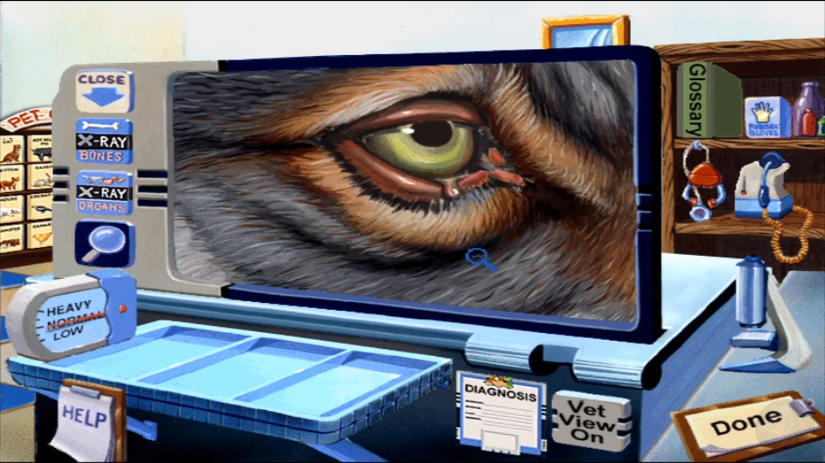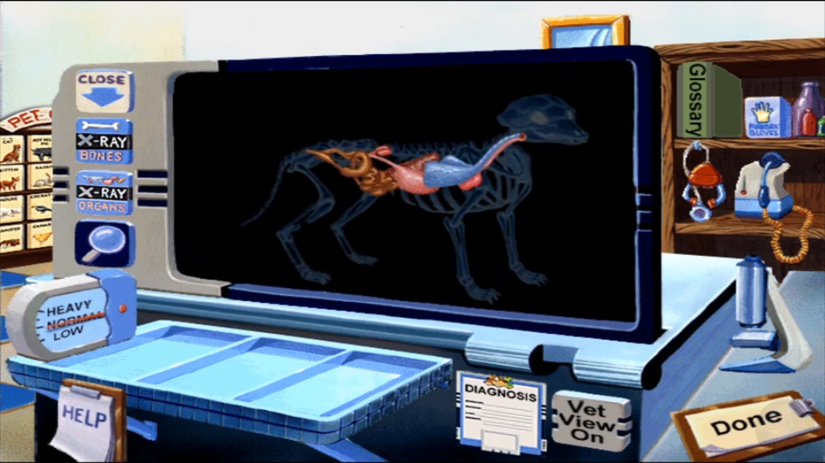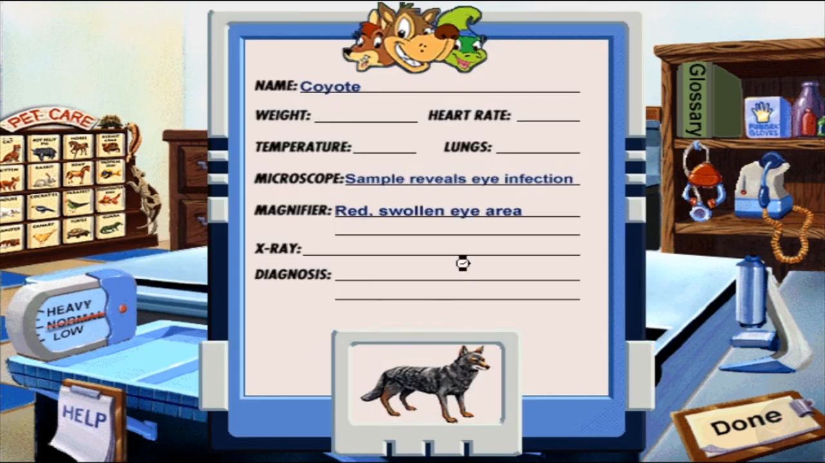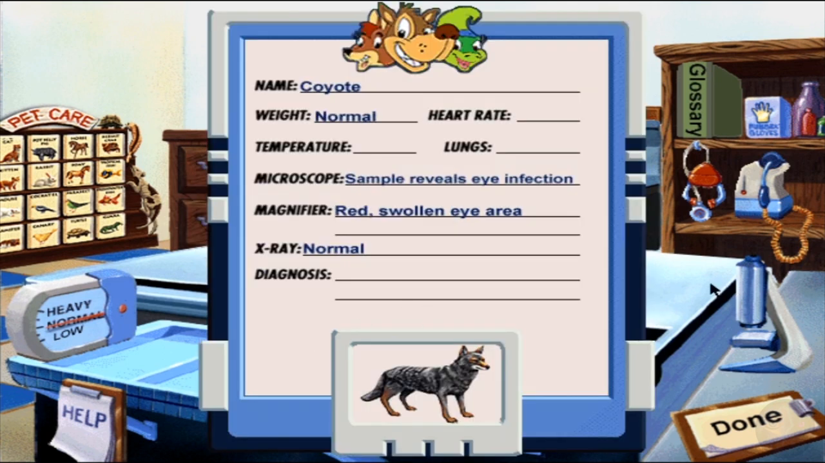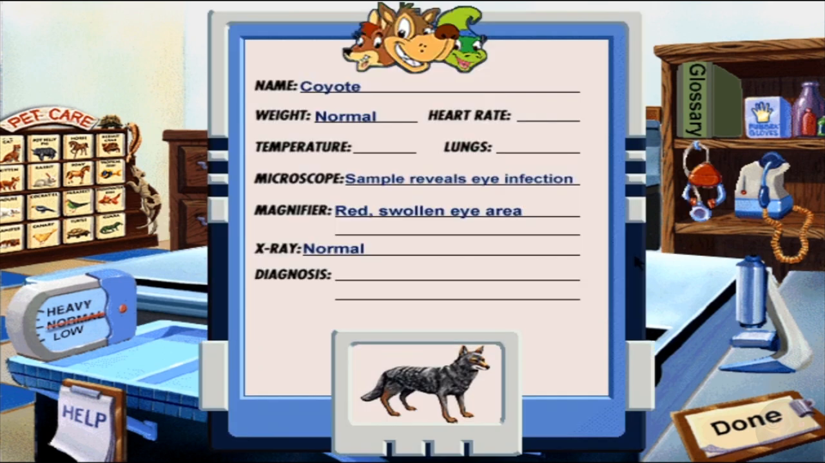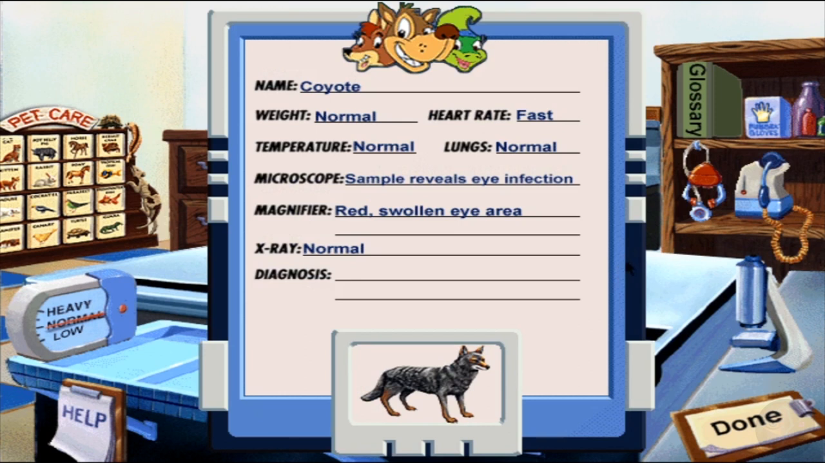Oh, the eye area is red and swollen. Everything looks healthy here. I don't see any problems here. I don't see any problems here. Red swollen eye area. Normal. This animal's weight is normal. The animal's heart rate is fast. This animal's lungs sound normal. This animal's temperature is normal.